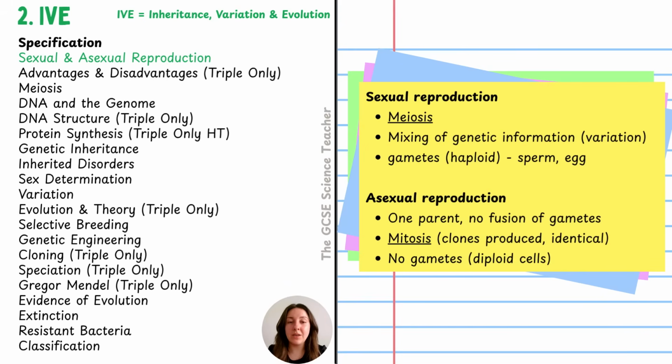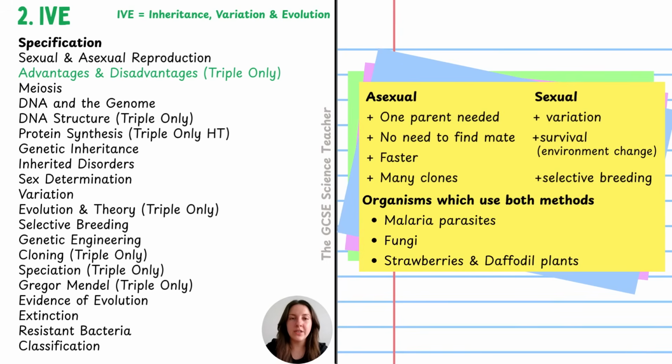These are diploid cells, these are somatic cells. Benefits of asexual reproduction include only one parent is needed. It's more efficient because you don't need to spend time or energy finding a mate. It's therefore faster and many clones can be produced. However, sexual reproduction allows for variation. You also have more survival opportunities as the environment changes, and selective breeding is a result of sexual reproduction. Organisms which actually use both methods include malarial parasites, fungi, strawberries and daffodil plants.